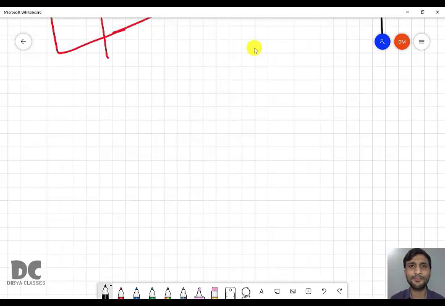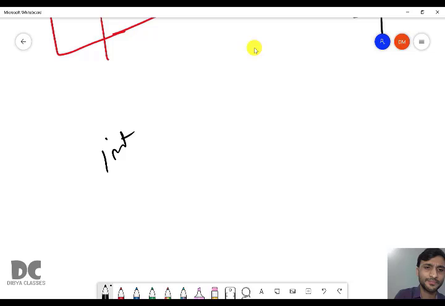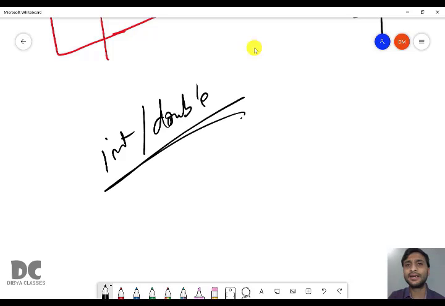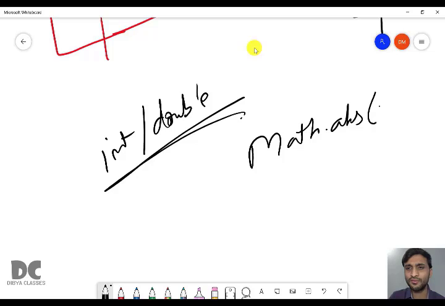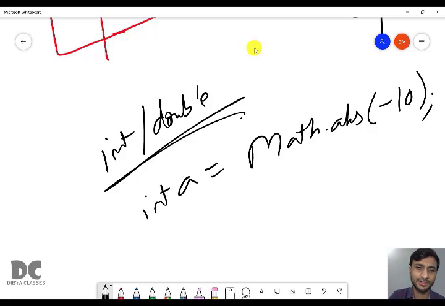And the answer may be in int or in double. That is, it depends on the input. For example, you want to find Math.abs of -10. So -10 is an integer number. So your answer will also be an integer. So in A, what will be stored? 10 will be stored. Because the sign will get deleted, you will only get the magnitude, that is 10.